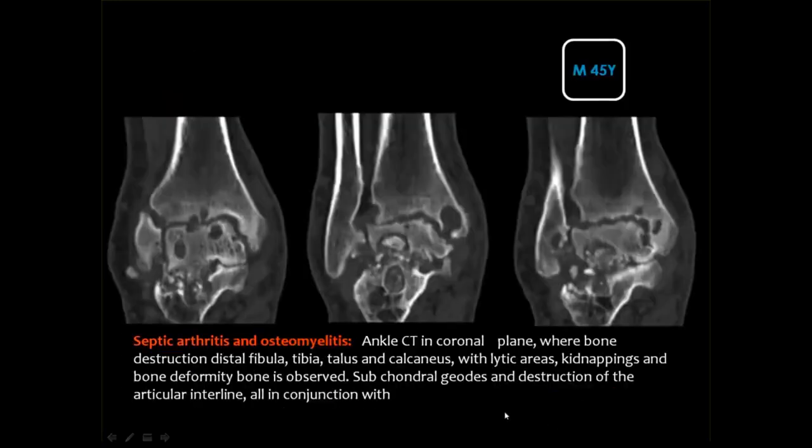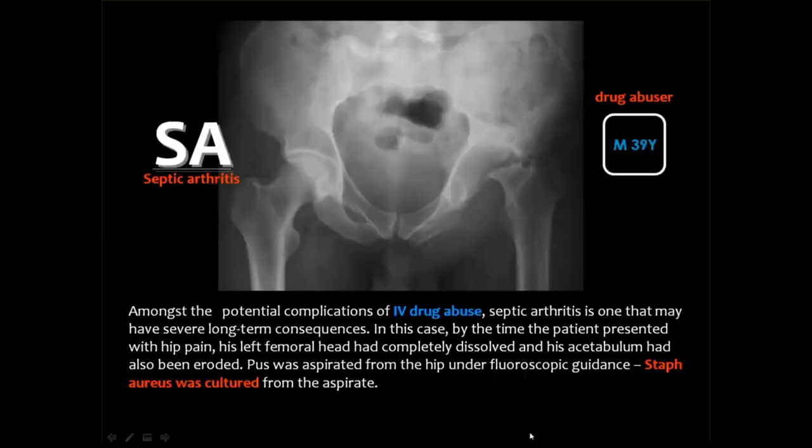And another example of severe osteomyelitis and septic arthritis around the ankle. There are destructive changes in the talus and the calcaneus, as well as in the distal part of the tibia and fibula, with destruction of the articular surface and extensive periarticular soft tissue swellings.